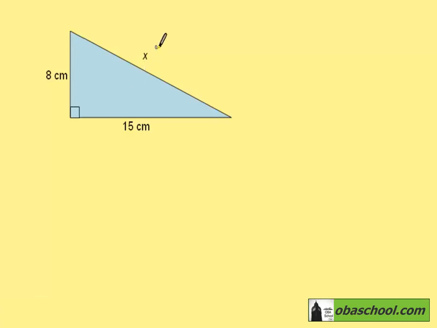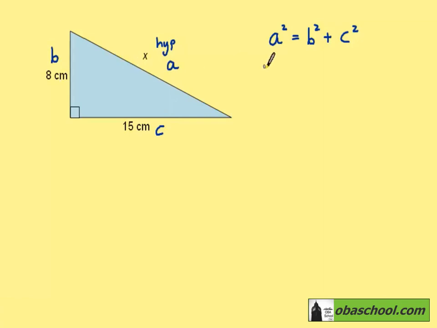We want to find x, which is the hypotenuse or longest side of this right-angled triangle. For a right-angled triangle, we can use Pythagoras' theorem: a squared is equal to b squared plus c squared, where a is always the length of the hypotenuse. So this is a, and we can call the shorter sides b and c.